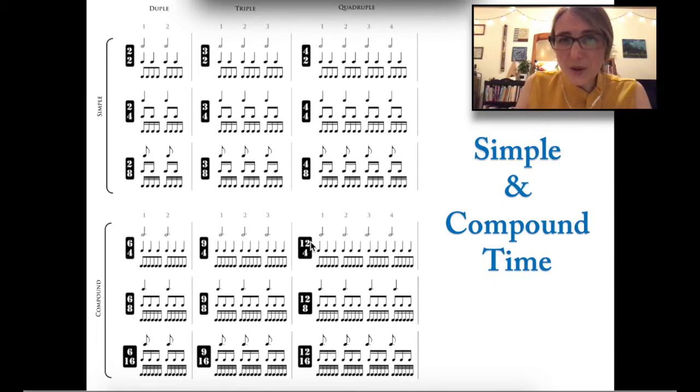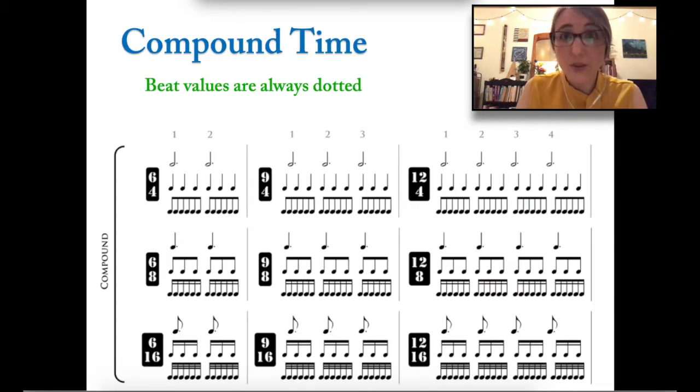So what's going on with compound time? Well, there's one thing we need to keep in mind. Remember that in simple time, the beats all divide into 2s, but in compound time, they divide into 3s. If we zoom in on some of the compound time signatures, one thing you might notice is that the beat values in compound time are always dotted notes. That makes sense, because if the beats are always divided into 3s, then if you add up 3 of anything, it's always going to be a dotted value. If you add up 3 quarter notes, you end up with a dotted half note. If you add up 3 eighth notes, you end up with a dotted quarter, and 3 sixteenths is a dotted eighth. So the beat notes are always going to be dotted values, and that's one way that you can recognize compound time signatures. That's the first big difference.